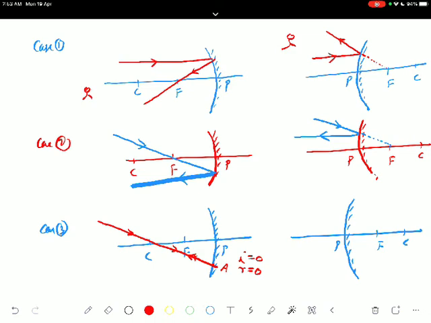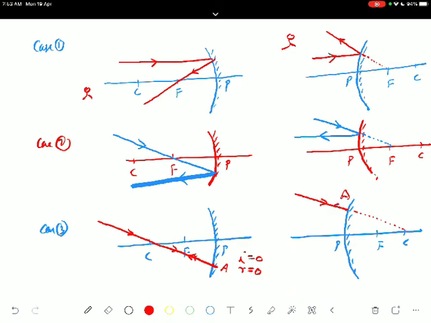Similar case in the case of the convex mirror. You can see a light ray is coming in this way, but it cannot go there. So it tends to pass through C. When it reaches here, it comes back along the same way, retraces. So this is the light ray that is tending to pass through C. You can extend it and you can see that it tends to pass through C. It's a normal at the point A.